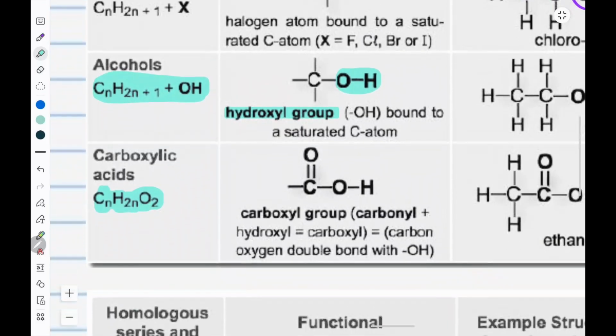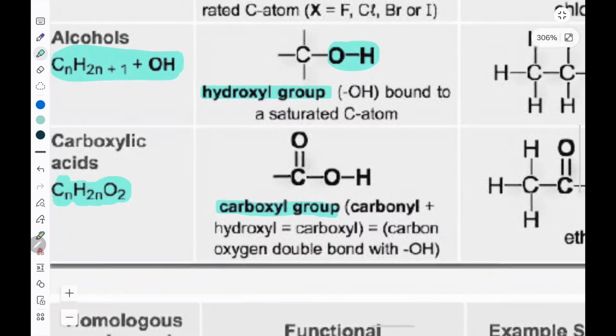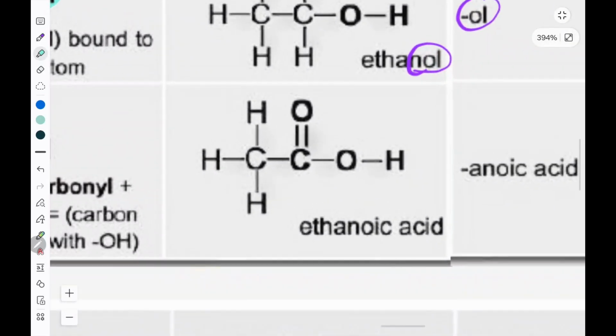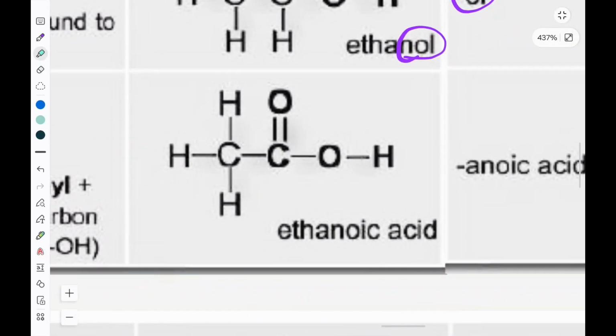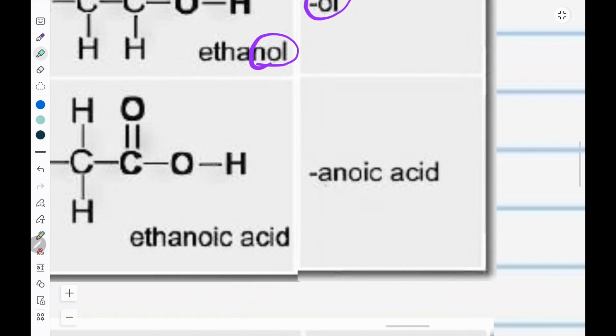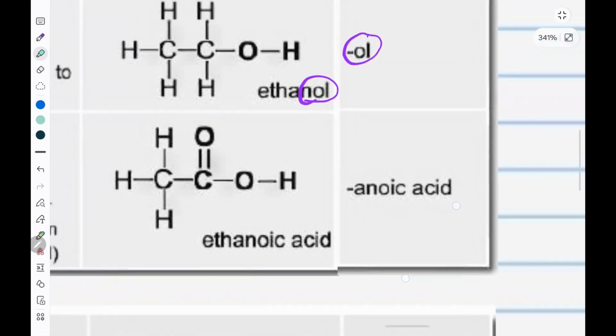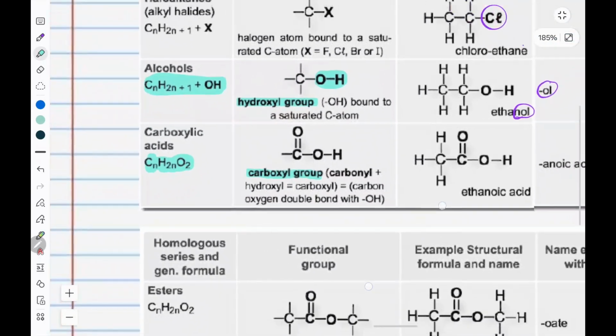Compared to the hydroxyl group, the carboxylic acids have a carboxyl group, right? So it's basically a carbonyl plus a hydroxyl group to make the carboxyl group. So you would see them written as COOH. Here's an example: ethanoic acid. Their name will always end with "anoic acid". That's your carboxylic acids there.